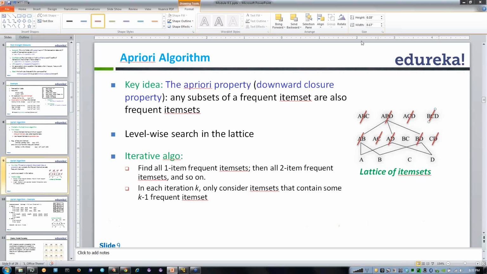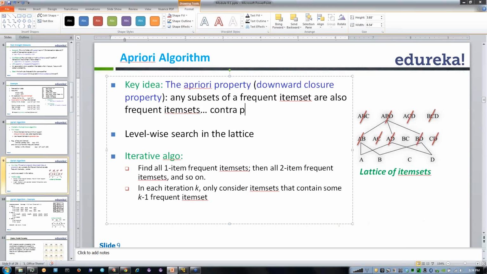Okay? So that is called the apriori property, or also called the downward closure property. Downward closure because essentially if AB is frequent, then all its downward things are also frequent. So it kind of encloses those things. So that's why it's called downward closure. But the property is essentially any subsets of a frequent item set are also frequent.